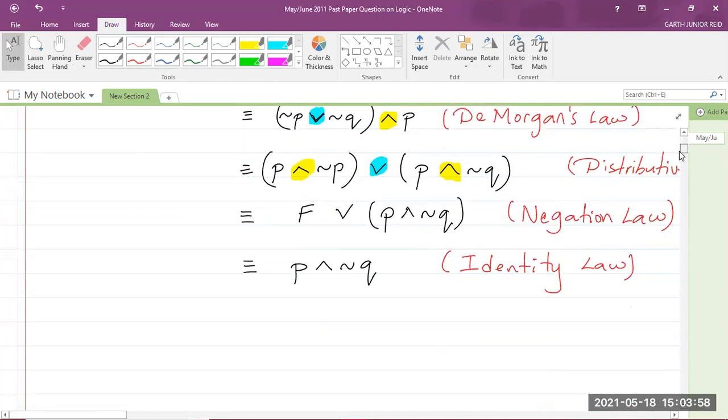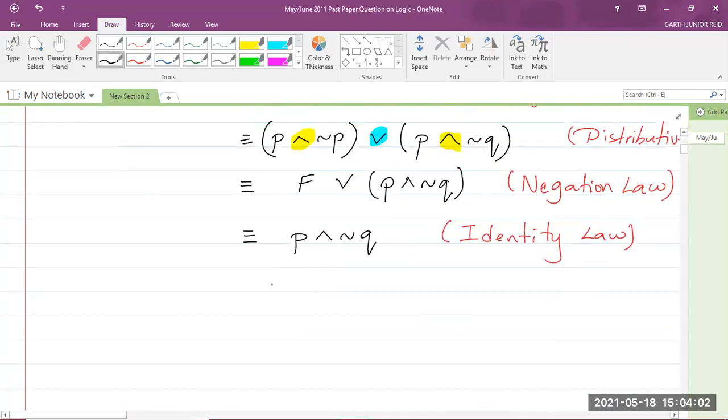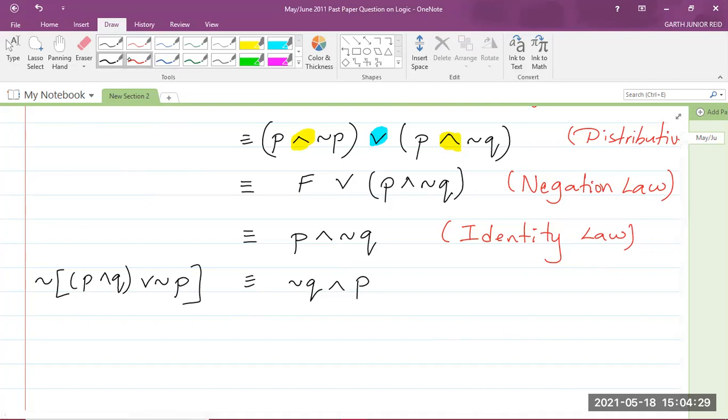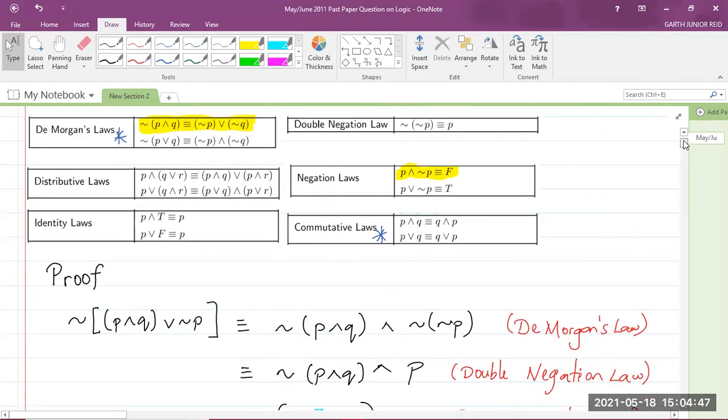So what I'm saying here now is that this is now logically equivalent to, all right. So remember on the left hand side, I had the negation of P and Q or the negation of P. So if I have P and not Q, it is logically equivalent to not Q and P. And that is because of the commutative law. So the commutative law. Okay. And that is our proof. So I've finished the proof for this question.